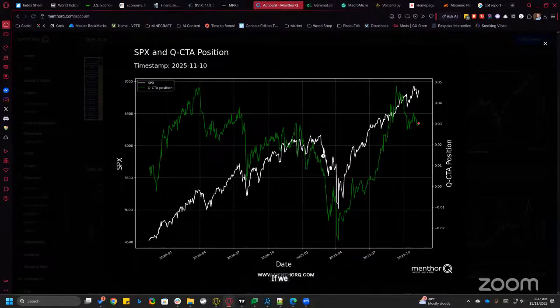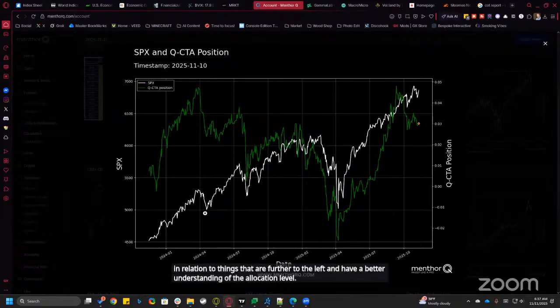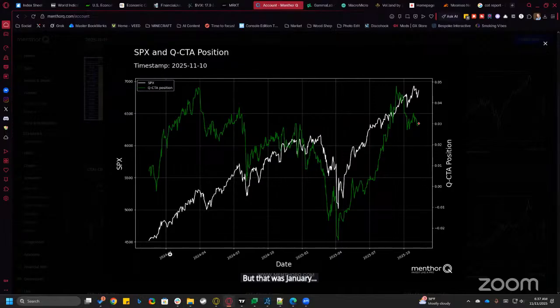If we could see further back, we could look at this high in relation to things that are further to the left and have a better understanding of the allocation level. But that was January of 2024. And then this was what, April 2024, all the way into April of 2025, when the president got bent over a barrel by bond traders and then changed his tune and we ran back up. Now we're just holding here.